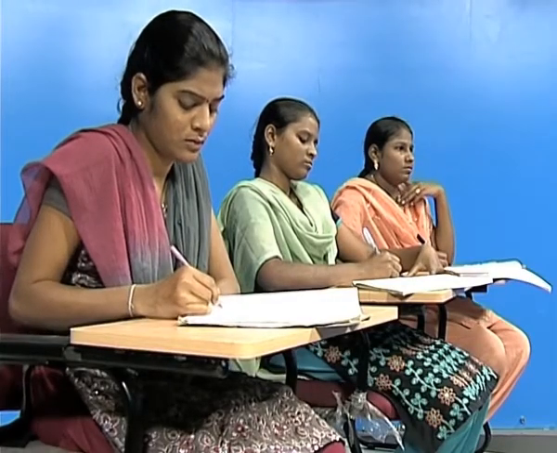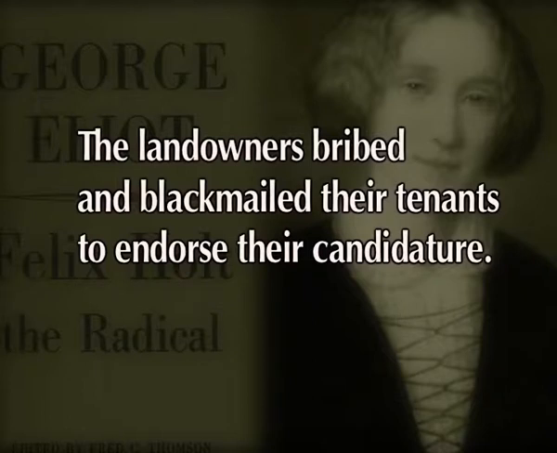Till the 1870s, the elections in England were held through an oral vote. Thus, polling officials, agents and others who sat in the polling booth knew who had voted for whom. The landowners bribed and blackmailed the tenants to endorse their candidature. Tenants who did not comply with the directions of the landowners were evicted from their land. Thus, the tenants were in no position to benefit from their right to vote.